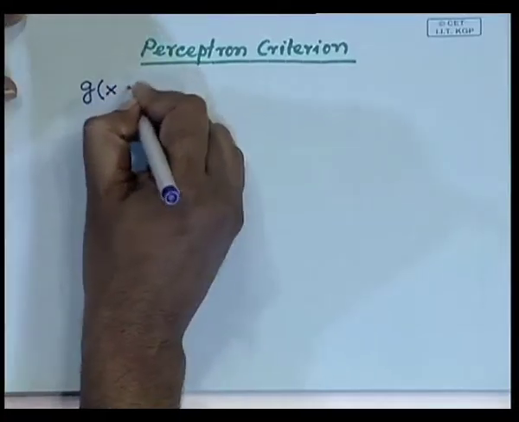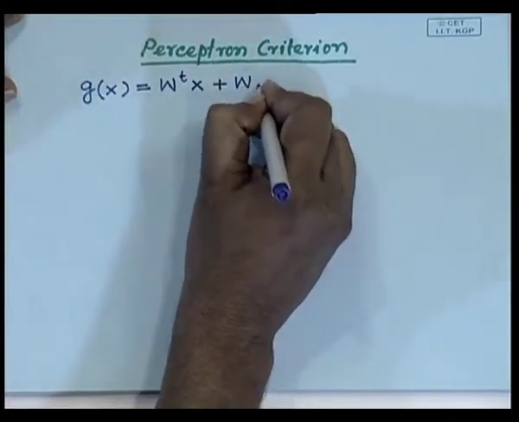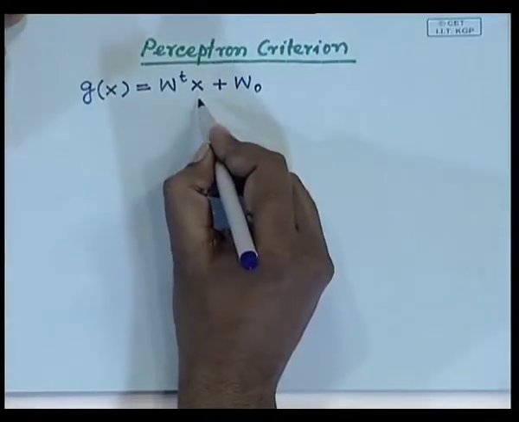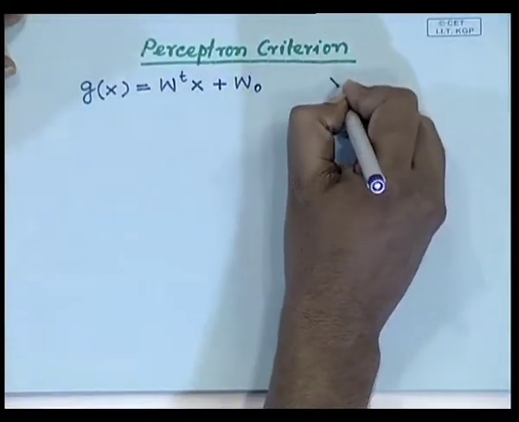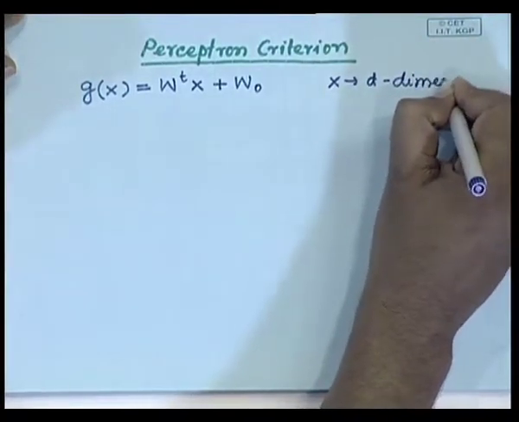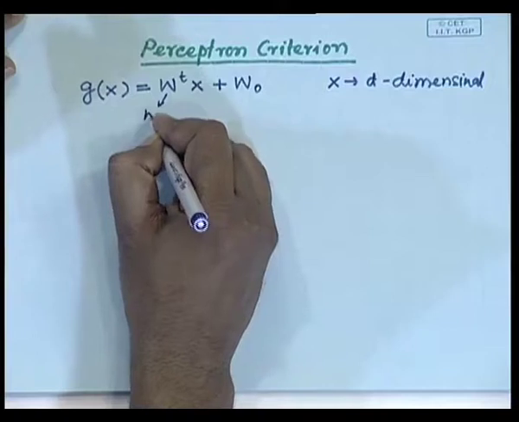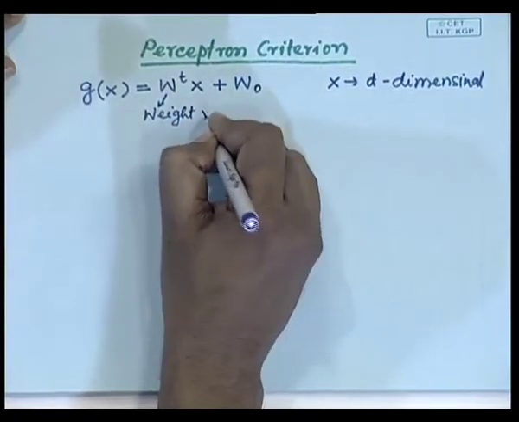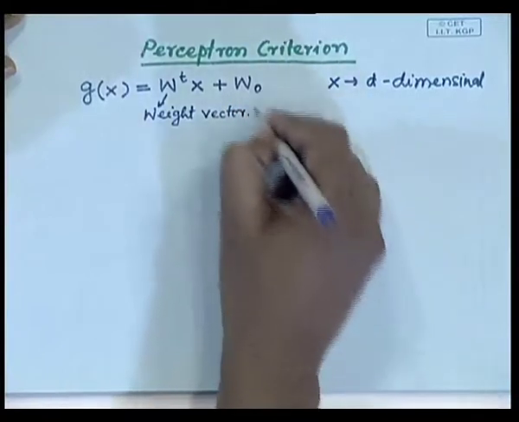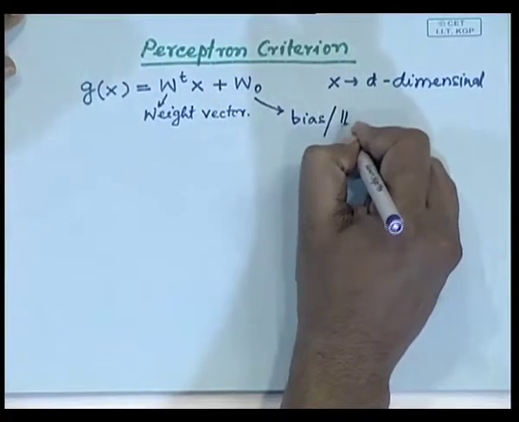Because the discriminant function will be linear, we know that a linear equation can always be written as g(x) = w transpose x + w naught, where x is the feature vector, and we assume that the feature vector x is of dimension d, so it is a d dimensional feature vector. w is called the weight vector, and w naught is called the bias or threshold weight.